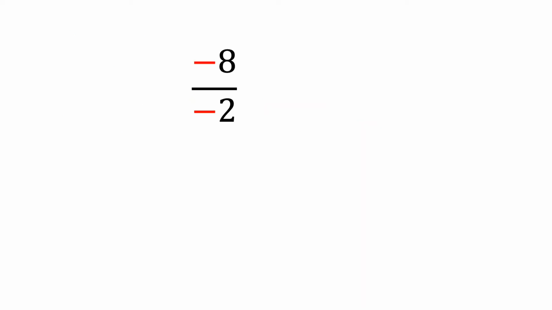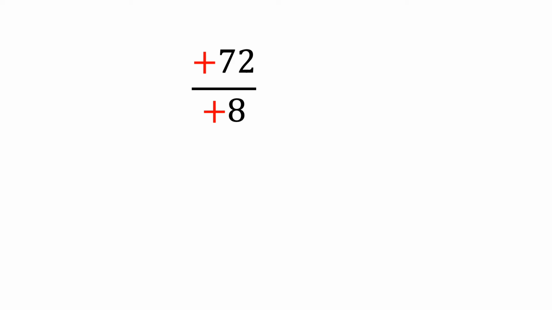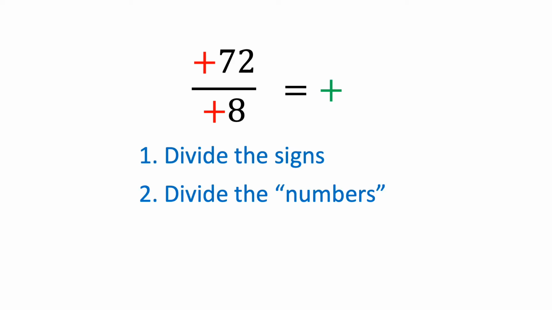So let's look at examples. Negative 8 divided by negative 2. Divide the signs. A negative divided by a negative is a positive, and 8 divided by 2 is 4. So the answer is positive 4. Positive 72 divided by positive 8 is positive 9.